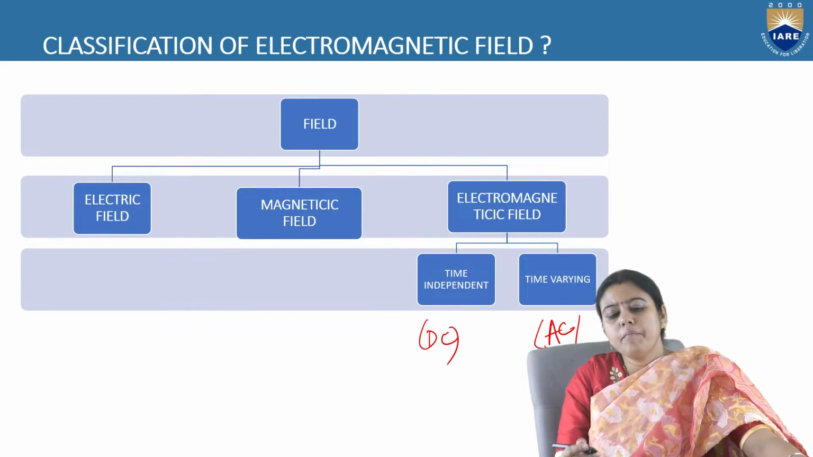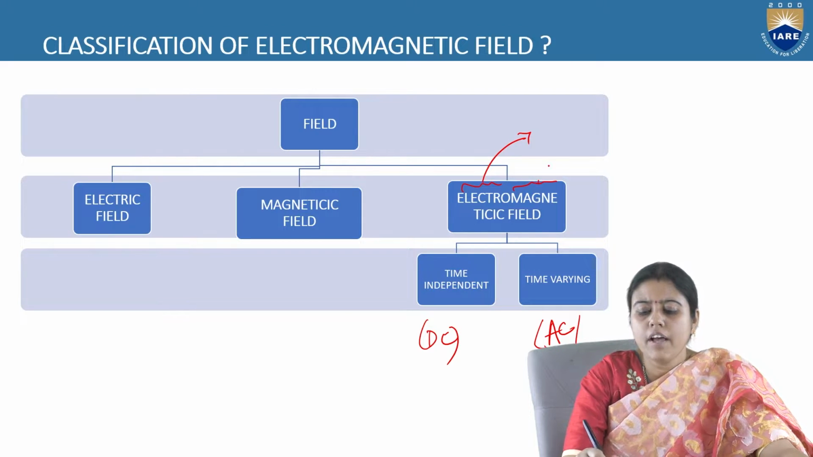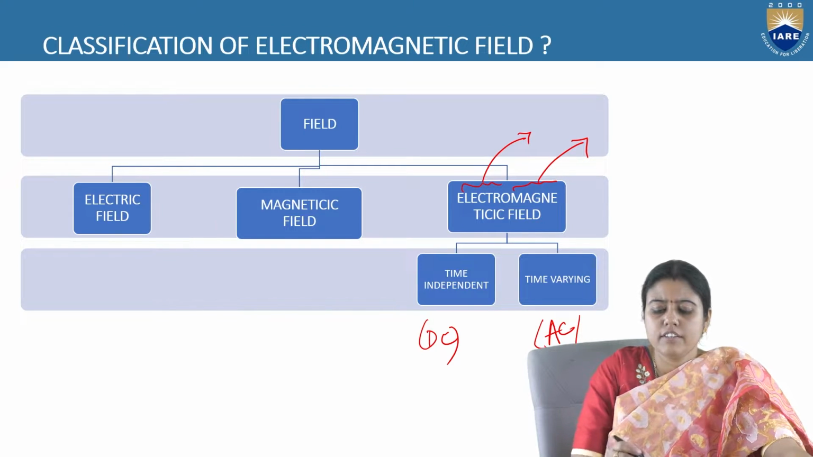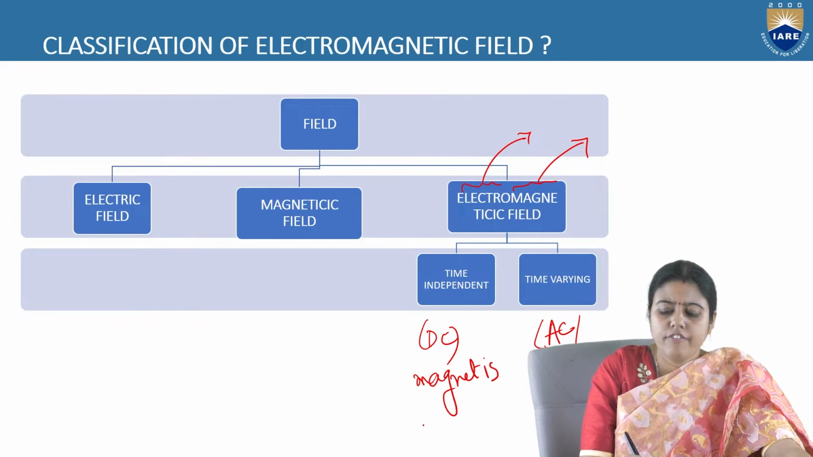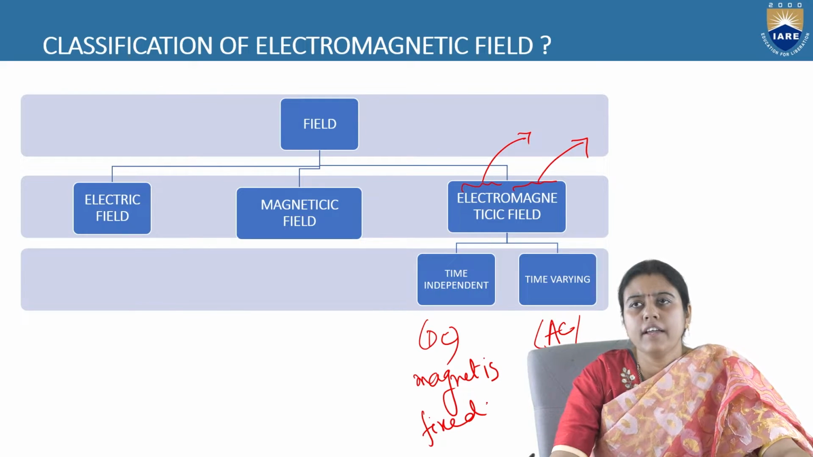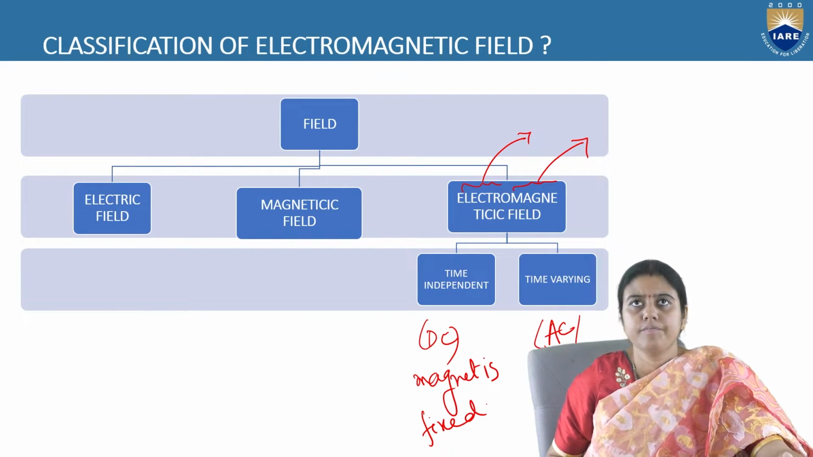As the name tells, this field is due to the electricity and due to the magnet. So it is of two types. One is the DC field, which is due to the DC, and the magnet is fixed. And for the AC, the magnet is also varying, and the current is also varying.